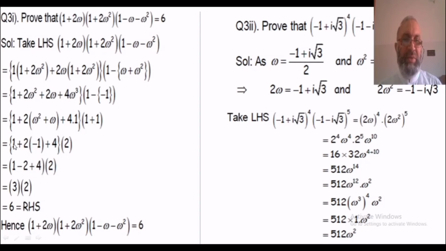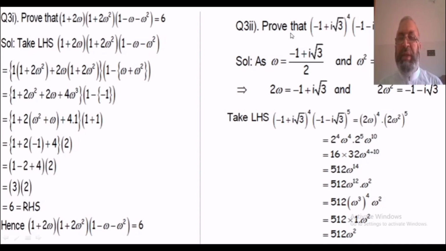Again simplifying this one, 1 plus 2 into minus 1 becomes minus 2, plus 4 into, in the second factor, 2. From the first factor, 1 plus 4 is 5, minus 2, we get 3. 3 into 2, 6. So we get the right hand side. Thus the question is proved.